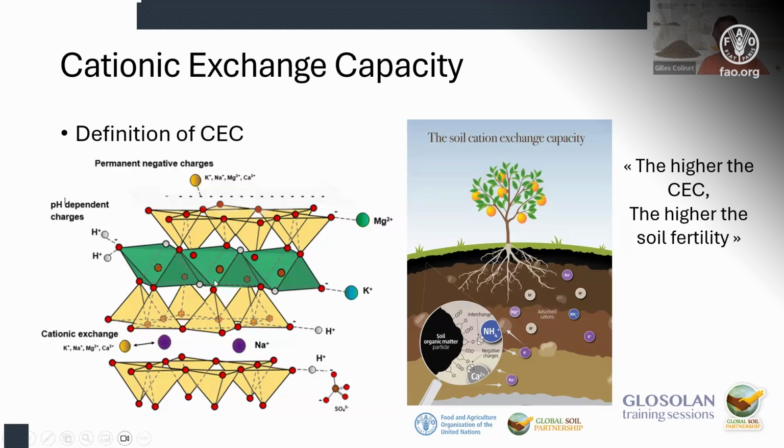And the same in the octahedral layers, the aluminium, which is 3 plus, can be replaced by iron or magnesium, which are 2 plus. And so there is a global deficit of charge, and this is called the permanent negative charges. And permanent because it only depends on the number of substitutions that there has been in the structure.